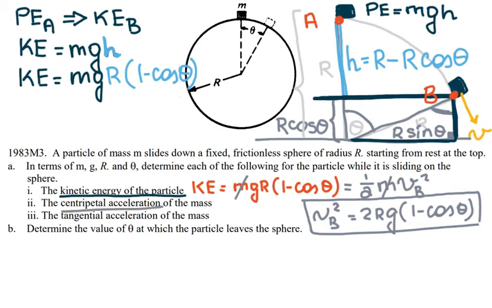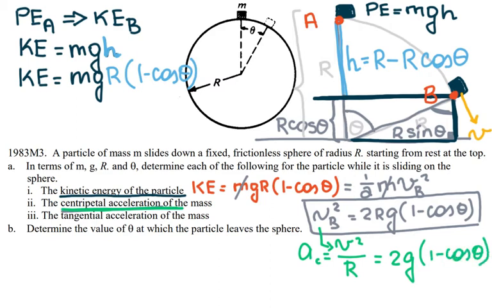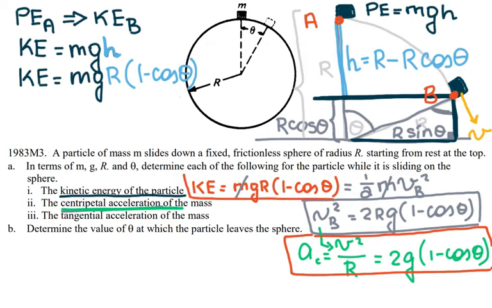They asked me for centripetal acceleration, and centripetal acceleration has the formula v squared over r. In our case, this is our v squared. So if I divide that whole thing by r, I get 2g times 1 minus cosine theta. That will be my answer for the second part of this question. So this was for the first part, and this is for the second part.